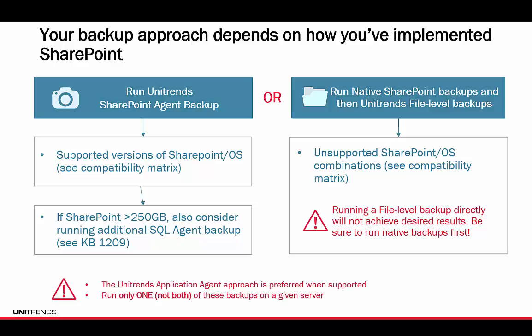A couple of quick important notes down there at the bottom. The first one is that the Unitrends application agent approach is preferred. We're going to go through some of the next configuration options, but whenever you can run an agent, it is our preferred method. And the same thing I pointed out earlier: you can only run one or the other. You can either run only the agent or native backups with our file level agent. They will collide if you try to run both.